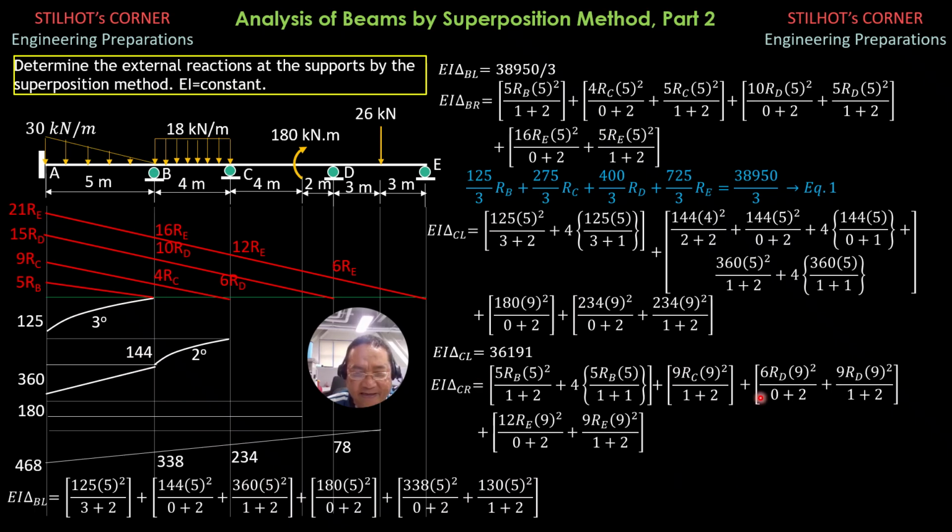So simplifying and then equate to 36191. So we have 275 over 3 RB plus 243 RC plus 486 RD plus 729 RE equals 36191.